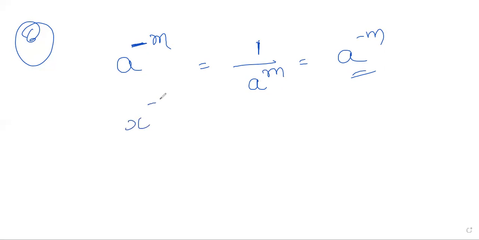For example, x to the power of minus 2. How will you write this? x to the power of minus 2. You can write it as 1 by x square. Again, if you bring it into the numerator, it becomes x to the power of minus 2. Okay, children. So this is the sixth rule. While solving the problems, you should know all these rules. That's why I'm explaining.